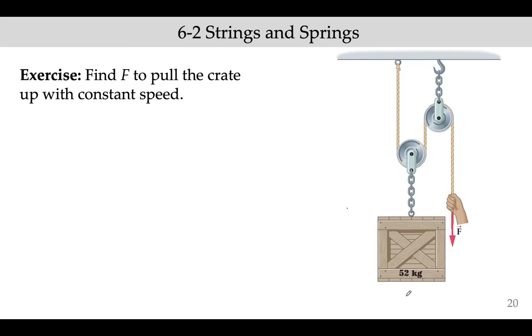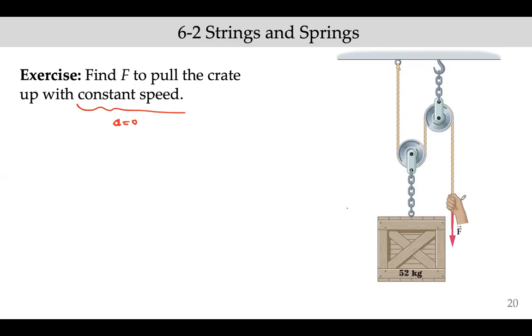Okay, here is one of the classic questions of pulleys. It says find F to pull the crate up with constant speed. So constant speed basically means zero acceleration. Remember, zero acceleration may mean zero speed or constant speed.